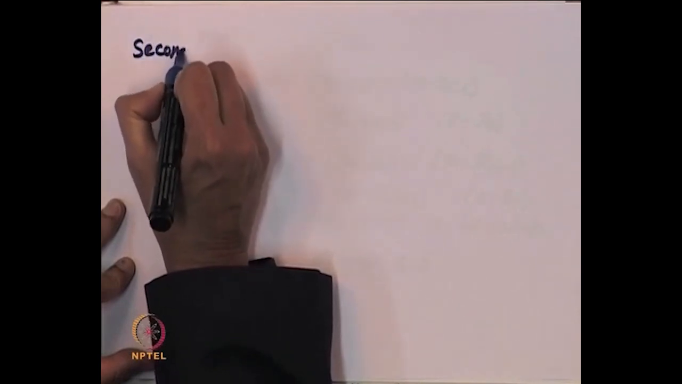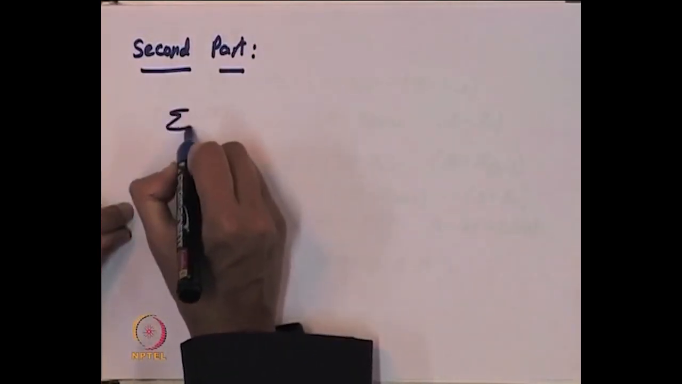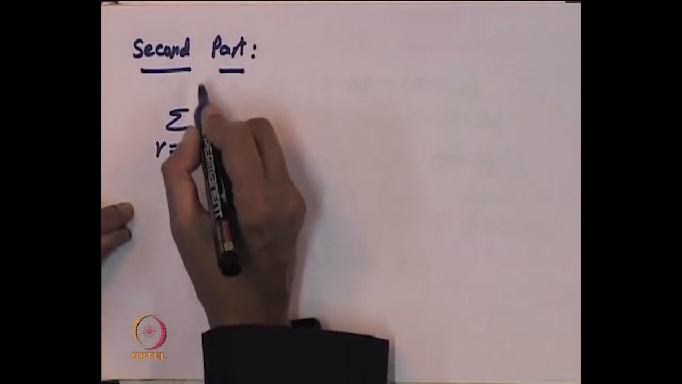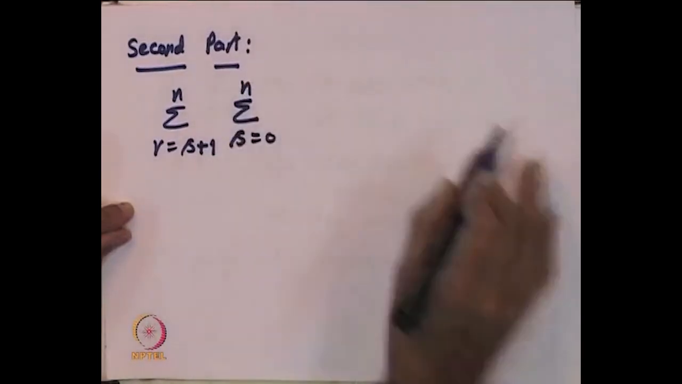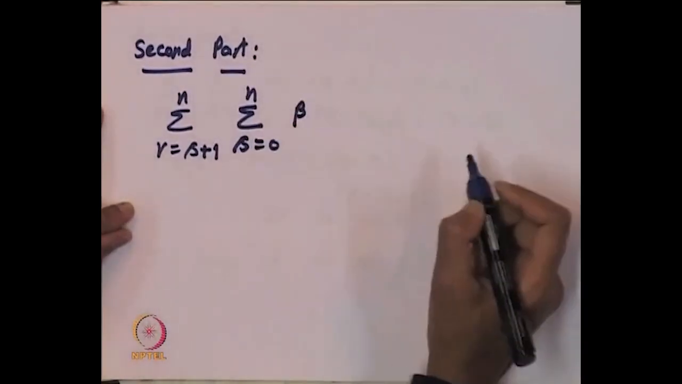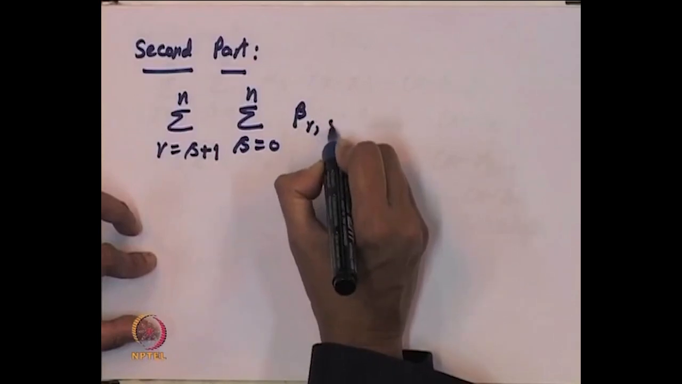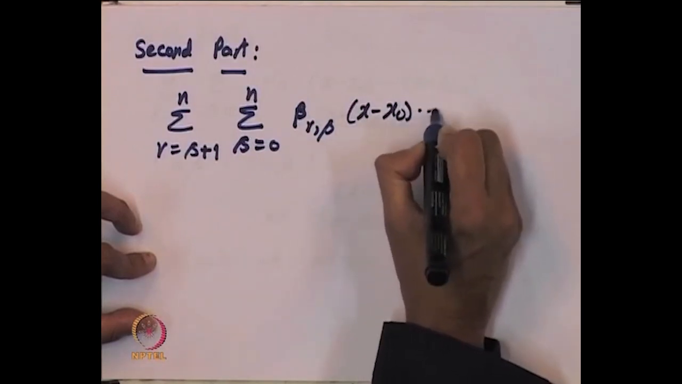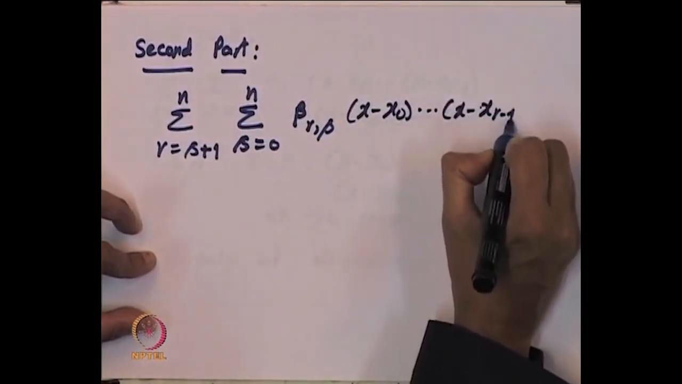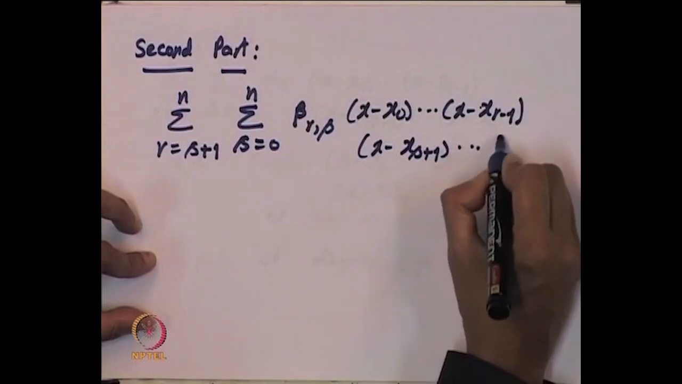Now, the second part, that is summation r going from s plus 1 to n, summation s goes from 0 to n, then you have some constants beta, depending on r and s, and you are multiplying by x minus x 0, x minus x r minus 1, x minus x s plus 1 up to x minus x n.